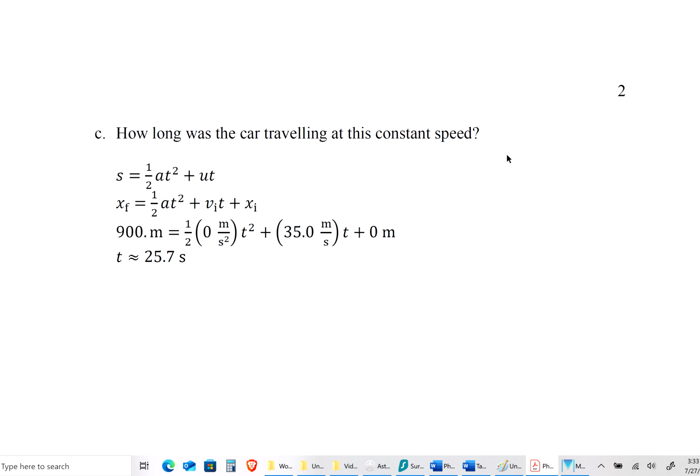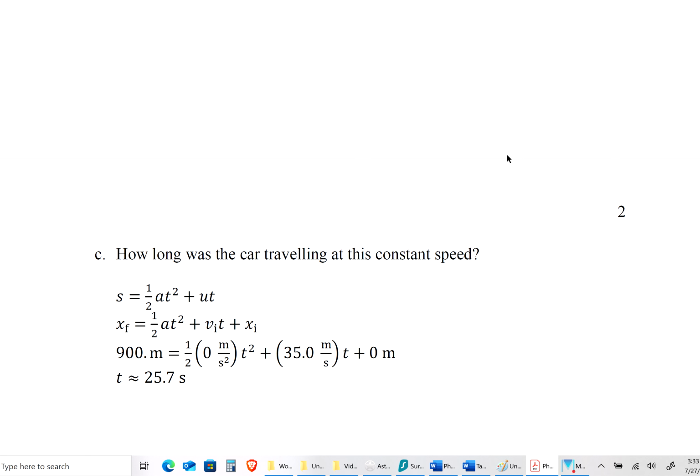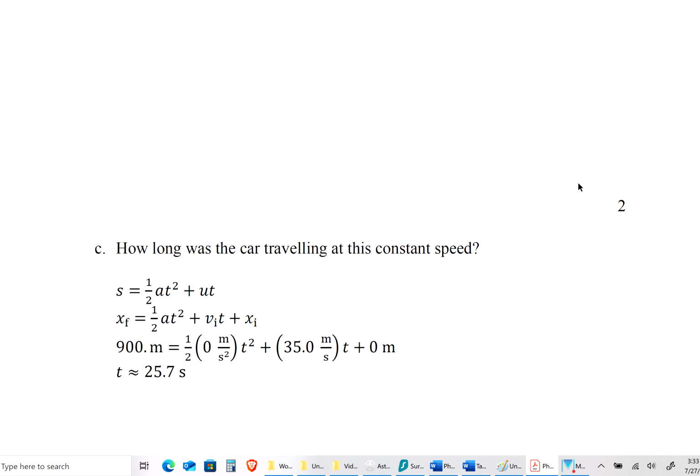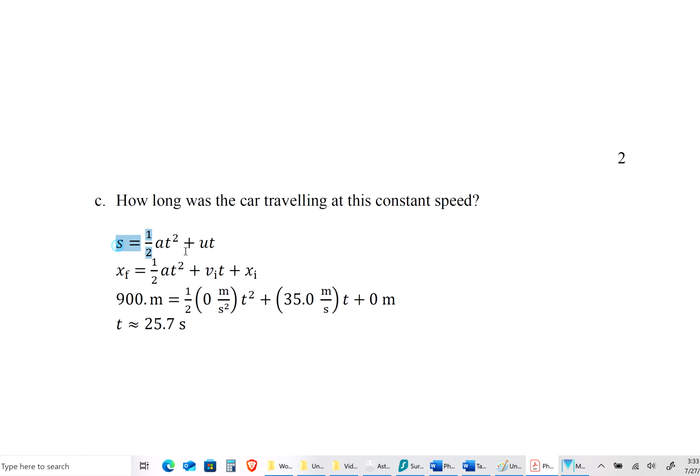So part C, how long was the car traveling at this speed? So it was traveling at 35 meters per second for 900 meters. So take a look at this equation. S is the change in displacement. S is equal to S final minus S initial. A is acceleration, T is duration of time, and U is initial velocity. Plug in for what we know, solve for time.